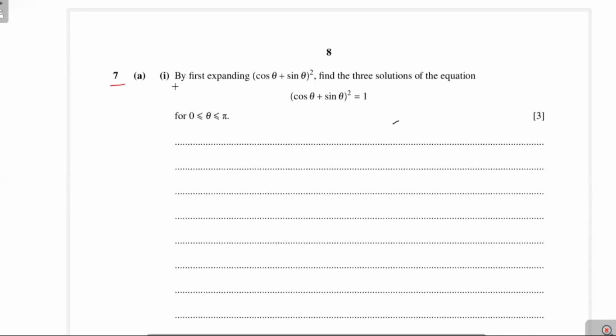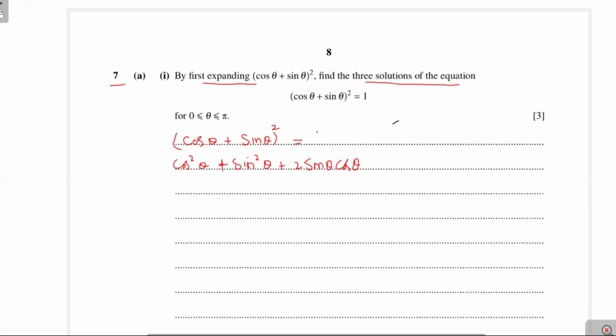Question number 7, part A. By first expanding (cos theta plus sine theta) whole square, find the 3 solutions of the equation (cos theta plus sine theta) whole square equal to 1. Firstly, we write (cos theta plus sine theta) whole square equal to cos square theta plus sine square theta plus 2 sine theta cos theta. We use the identity (a plus b) whole square equals a square plus b square plus 2ab.